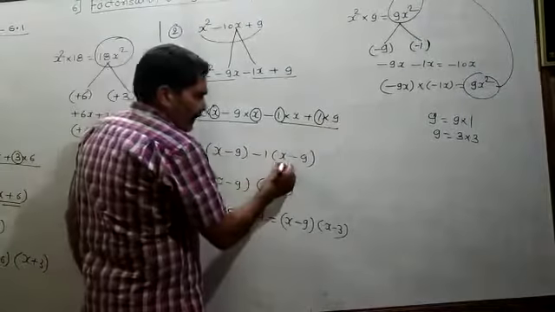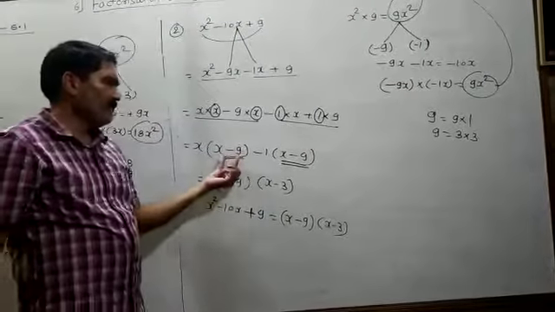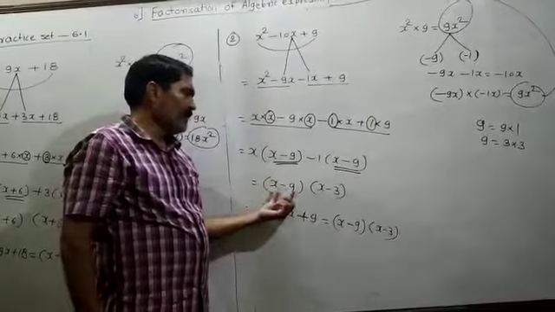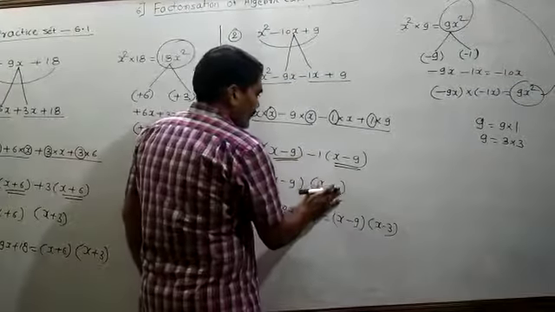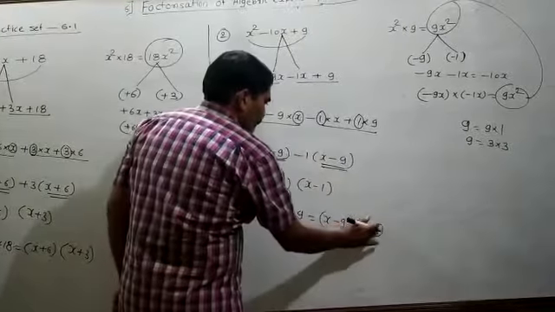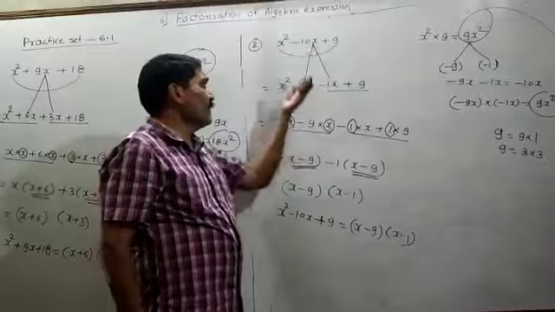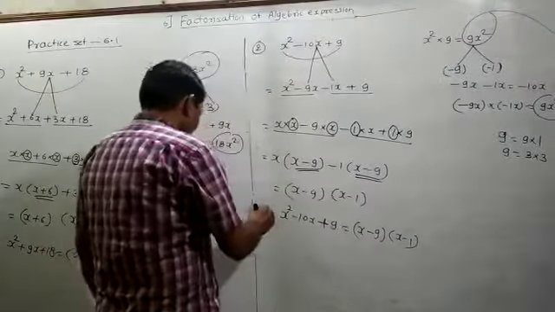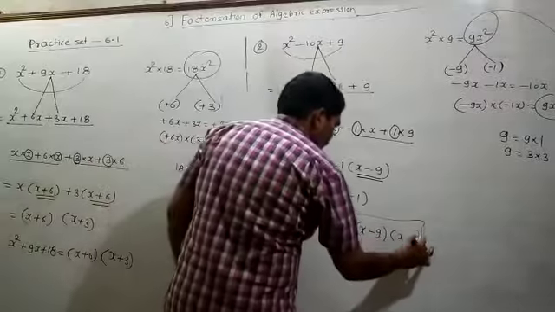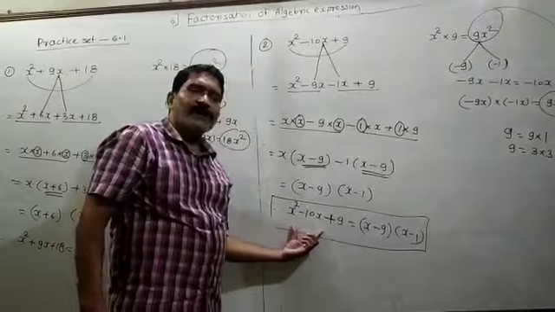For this step, this and this bracket have to come same. This one is coming same. You have to take out this bracket common. At that time x minus 1 you have to write in another bracket. Then I will say that x square minus 10x plus 9 is equal to x minus 9 in one bracket and x minus 1 in another bracket. These are the factors of this quadratic trinomial.